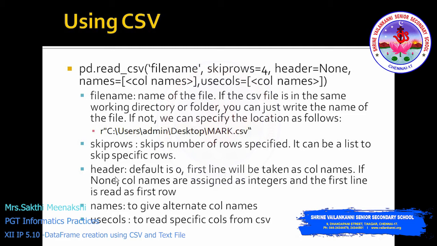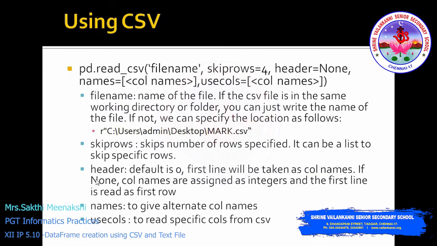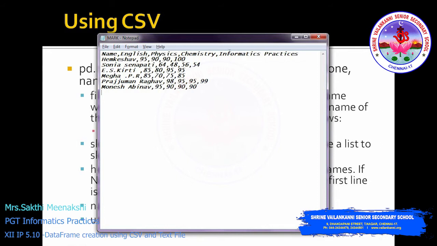And header information. The default is 0, so the first line will be taken as column names. For all CSV files, the first line will be automatically taken as the column names. Okay, this is the default setting. So if you don't want the first line to be the column names, and you want to make it data, then you can use header and set it as None. So if you set header as None, then the first line is also taken as a row value.